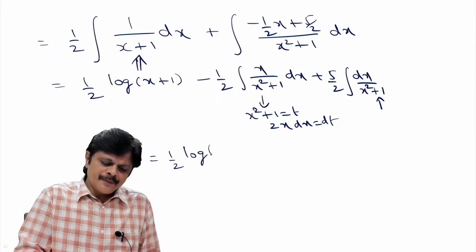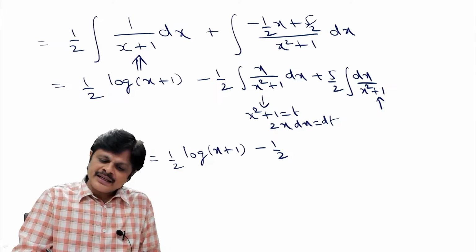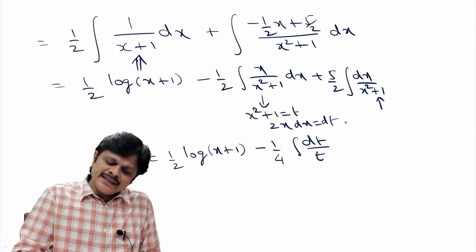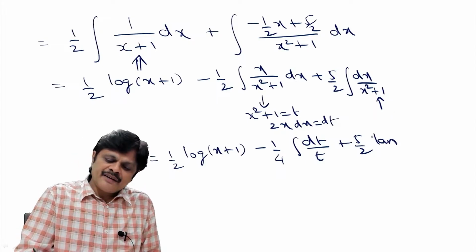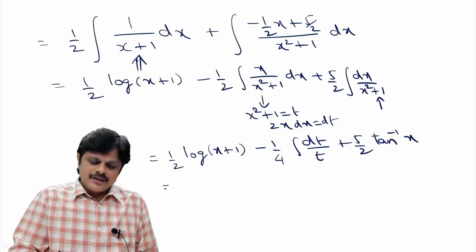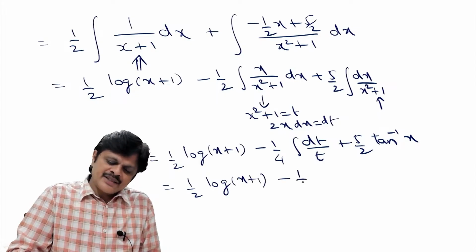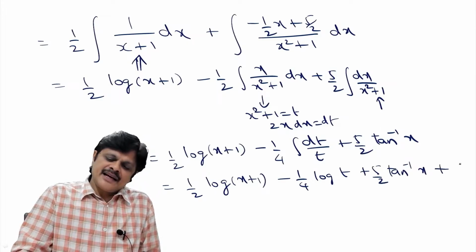1 by 2 log x plus 1 minus half into, see, x dx is dt. So x dx is dt by 2. So you are going to get integral dt by 2. 2 2's are 4, you get 1 by 4 integral of 1 by t. And this is 5 by 2 times the integral of 1 by 1 plus x square. What is the integral of 1 by 1 plus x square? Tan inverse x. So this would be 1 by 2 log x plus 1 minus 1 by 4 log t plus 5 by 2 tan inverse x plus c.